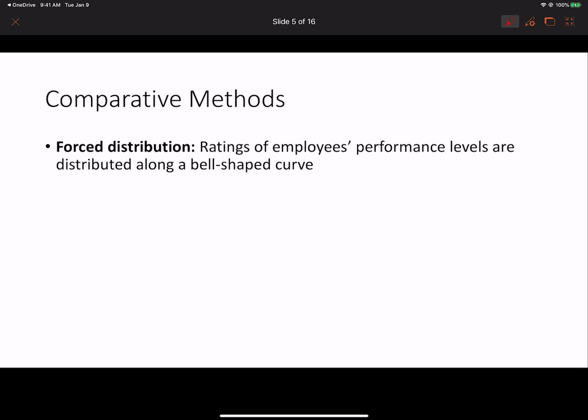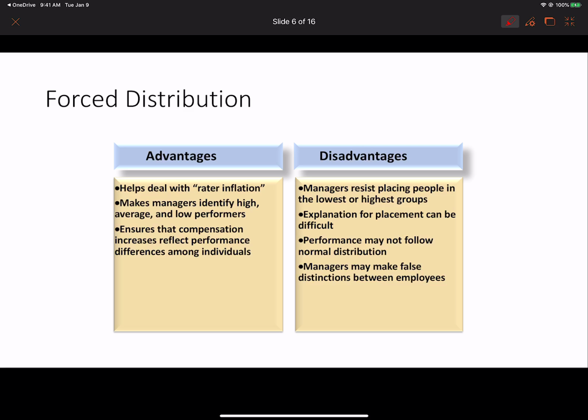Now, forced distribution is the rating of employees' performance levels that are distributed along a bell-shaped curve. The advantages: it helps deal with rater inflation. That means embellishing on behalf of the rater who is doing it. It makes managers identify higher, average, and low performers. You have the increased performance reflection that differentiates among individuals.